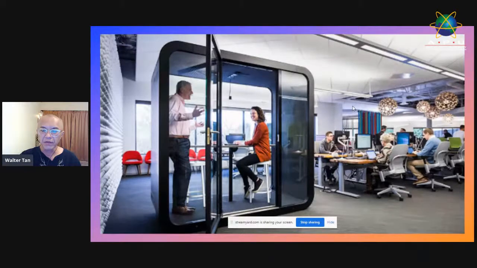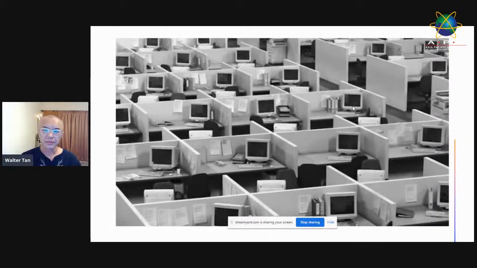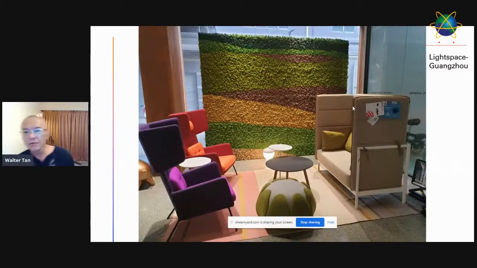So this might give an idea for a young designer to think about. Okay, now talk about the changing of the design. Post-World War II, in offices, it was all partitions and cubicles. This is actually World War II, all cubicles.